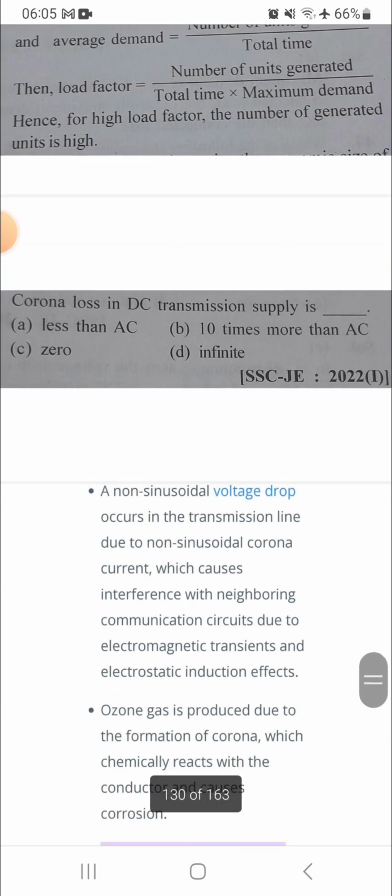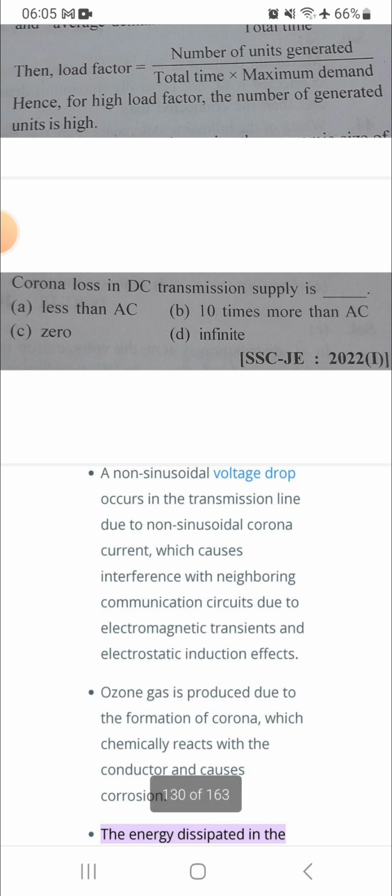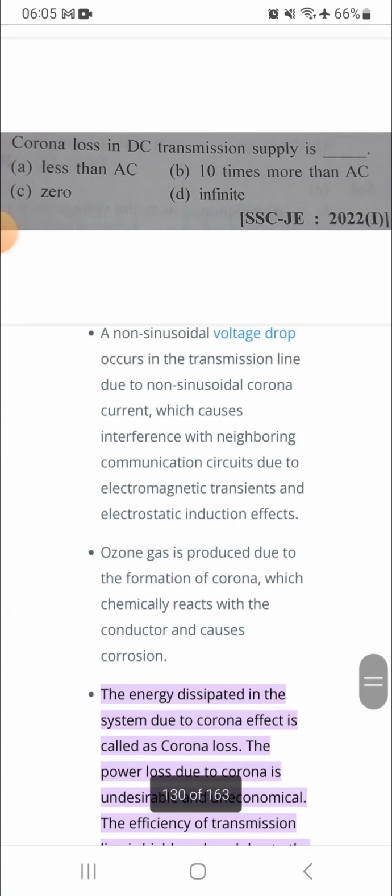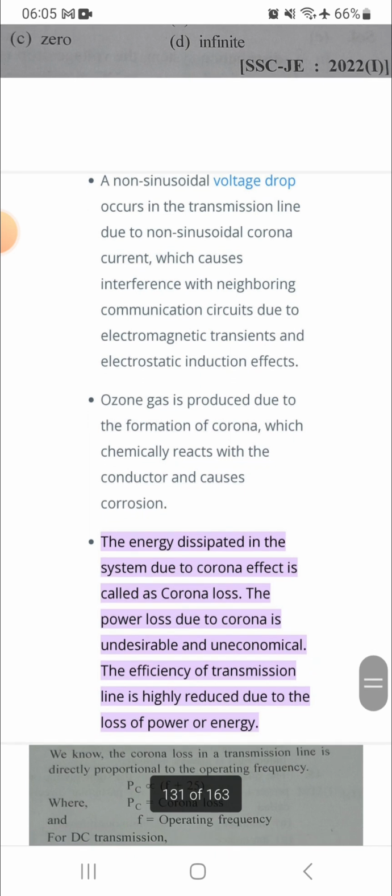Corona loss in DC transmission supply is less than AC. Option A is the right answer. That is how a non-sinusoidal voltage drop occurs in the transmission line due to non-sinusoidal current, which causes interference with neighboring communication circuits due to electromagnetic transients and electrostatic induction effects.